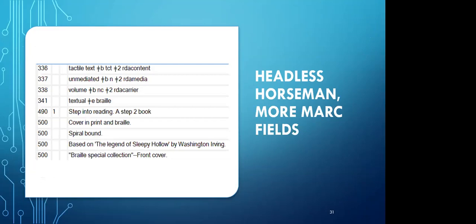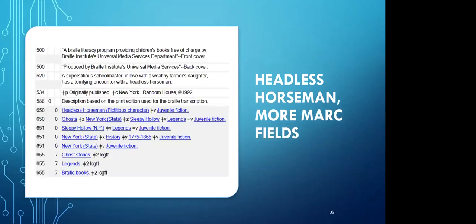So we've got 336 through 500 MARC fields. And this is an adaptation of the legend of Sleepy Hollow, and you will see the 800 field soon. So here's some more MARC fields. Notice that I added quoted information from the front and back covers in the 500 fields. So those first two fields there.